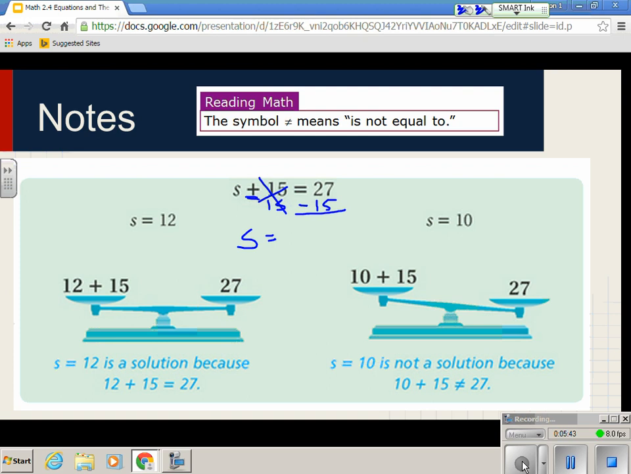So what's left when you subtract 27 and 15? Well, 7 minus 5 is 2. 2 minus 1 is 1. You get 12. And we can check that work by putting 12 back in for s and seeing if it works. Because it works, 12 makes it a solution.